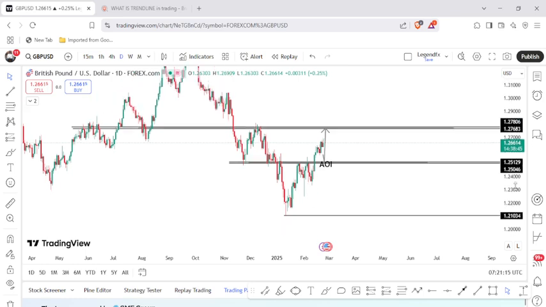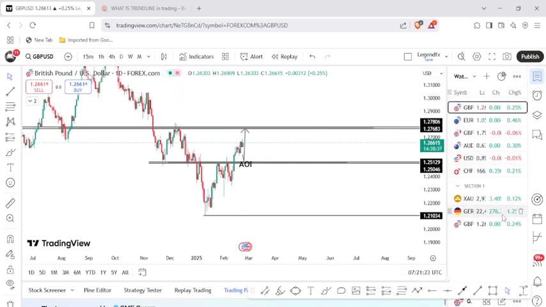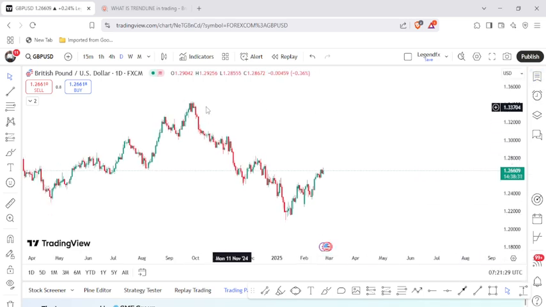I always delete everything, but I don't want to delete this particular analysis here. So let's go back to a plain chart so that I can explain why I say GBPUSD is still bearish. Let me remove this and go to the weekly.